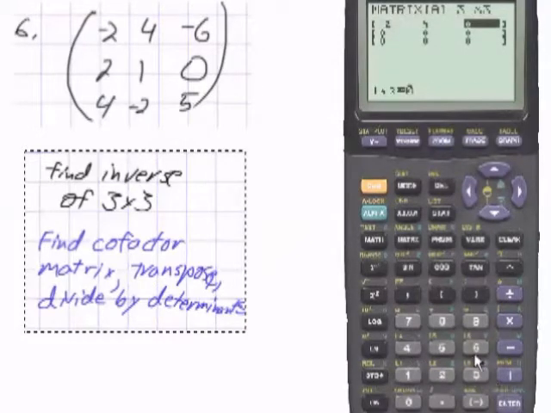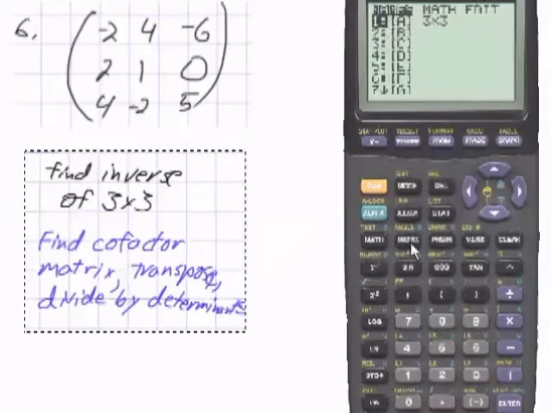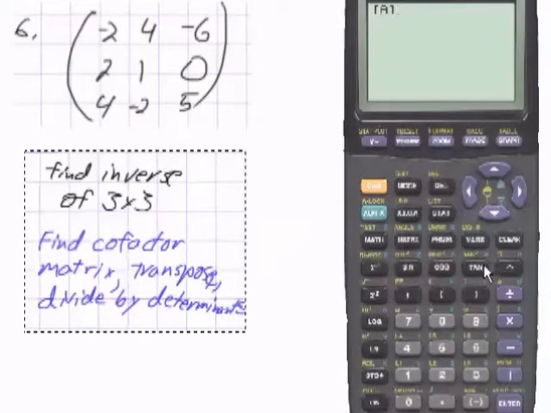-2, 4, -6, 2, 1, 0, 4, -2, and 5. Now we can go back to the main screen, second quit, there it is, and then say matrix A, and then just hit the inverse button, which I think is that one. Yeah, A to the -1, enter, and there's our inverse matrix.